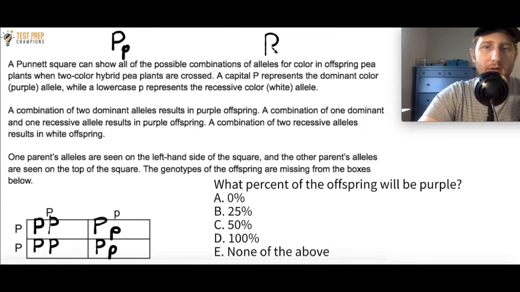So a combination of 2 dominant alleles is going to result in purple offspring. So 2 dominant alleles would be a big P and another big P. Okay, so that's going to give us purple. Now it says a combination of 1 dominant and 1 recessive allele results in purple offspring. So if we've got 1 dominant, 1 big P, 1 recessive, 1 little p, okay, that's also going to give us purple. It also tells us that a combination of 2 recessive alleles is going to give us white offspring.